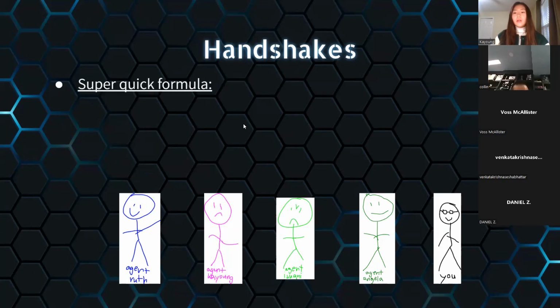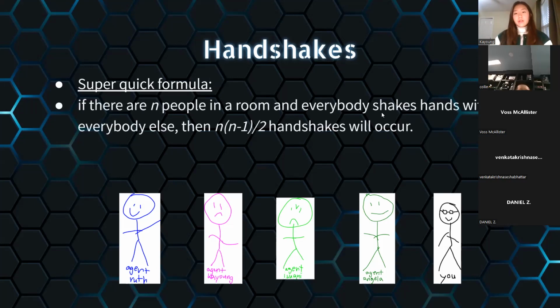And so there's a little formula for this. If there's n people in a room and everybody shakes hands with everyone else, then n times n minus 1 divided by 2 handshakes will occur.